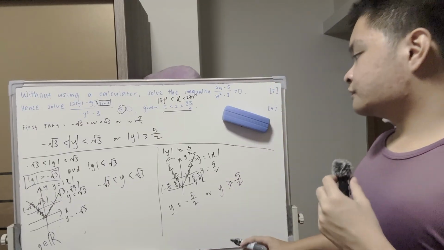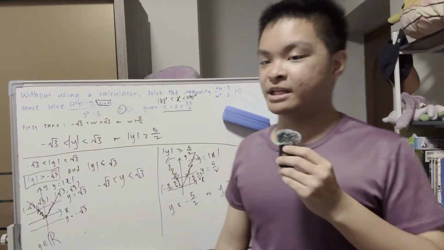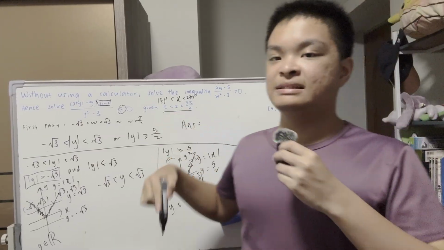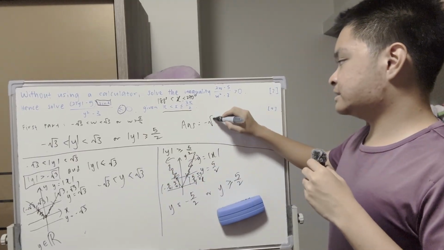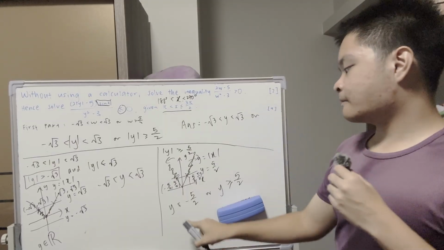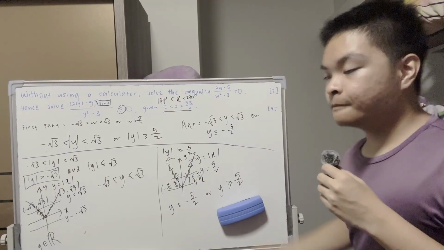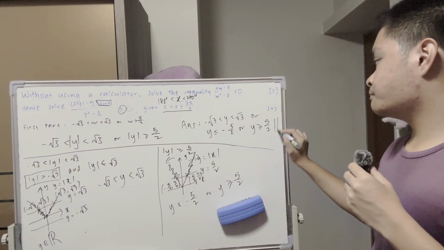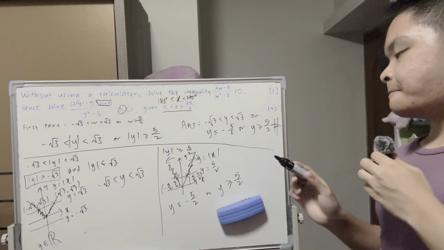Okay, so I have solved both cases and I have gotten conclusive results from them, meaning that my final answer, let me write it here. My final answer to this second part is going to be this condition where y is in between negative square root 3 and positive square root 3, or y is less than or equal to -5/2, or y is more than or equal to 5/2. And this is the final answer to this question.